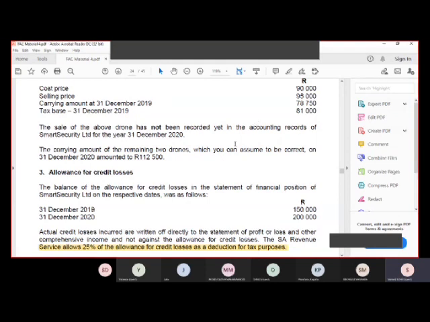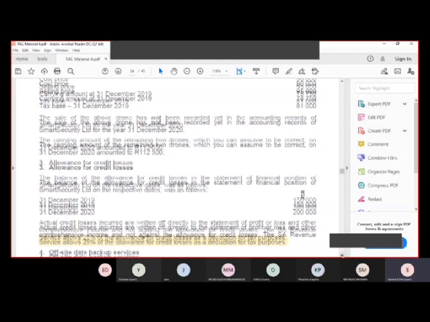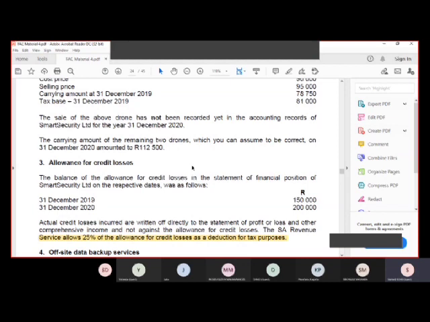At 31 December, the carrying amount of the remaining 2 drones, which we can assume to be correct. So in this case, they've given you the carrying amount. You don't have to calculate the carrying amount, even though myself, I did calculate it, but you don't have to. Remember, they've given you this carrying amount for a reason, for you to calculate deferred tax.